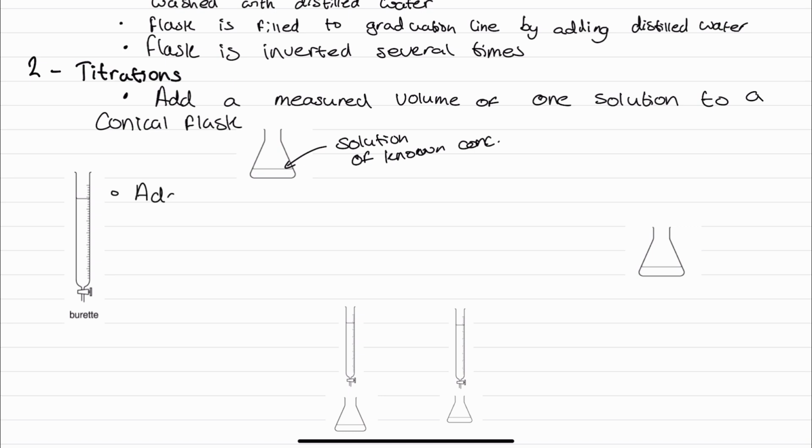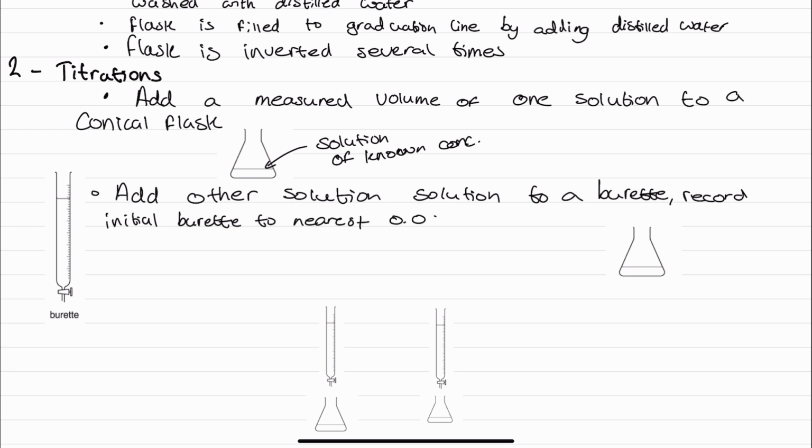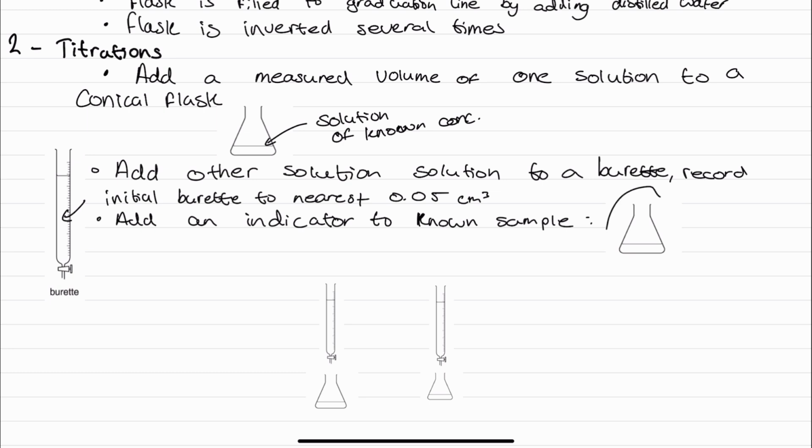Now, secondly, we add the other solution, which is usually the unknown solution, however it doesn't necessarily have to be, to a burette and record the initial burette reading to the nearest 0.05 centimeters cubed. Now you can see that here, this is the unknown. Now, we need to add an indicator to the known sample. So that would be in this conical flask here. We'd add an indicator, usually phenolphthalein, and that would turn it purple.